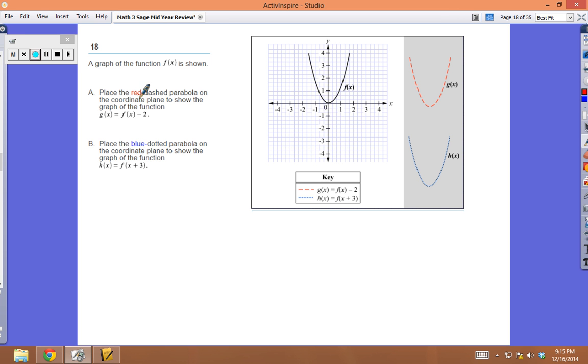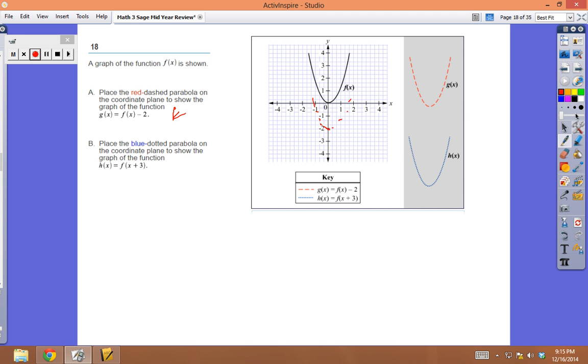Okay, place the red dashed parabola to show the function f of x minus 2. So minus 2, that's going to be the k. If you subtract or add outside the parentheses at the very end, that's a vertical shift. So the red one should be down right here. It should just come down 2 times.